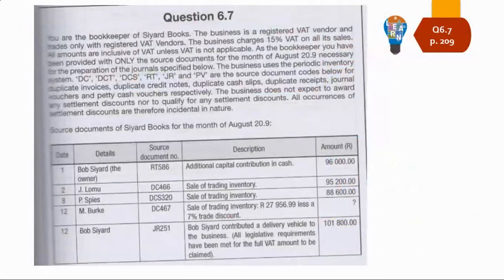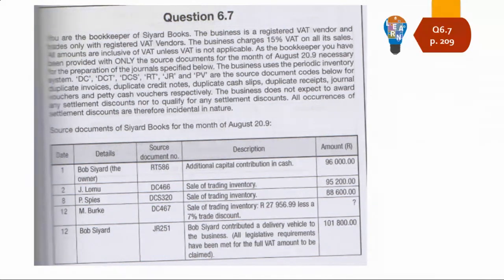Okay, then we are going to start with question 6. We won't finish it in this session, and so we will continue with it in the next session. This is on page 209 in your textbooks. So if the picture quality is not sharp enough for you, then just use your textbook to go through as well.